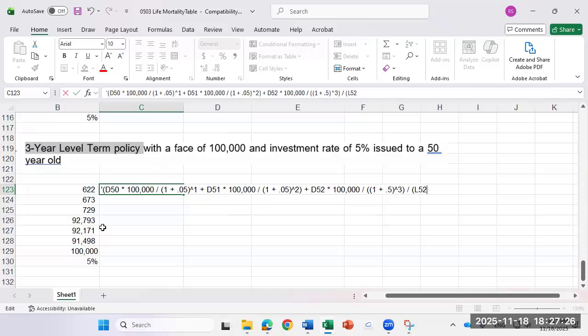L50. Now premiums are paid at the beginning of the year. Benefits are paid at the end of the year. So we don't really need to discount L50. You can take L50 divided by 1 plus the rate to the 0 power, well, that's 1. So we can leave that out. Plus L51, y'all keep me honest here. L50 plus L51, here we do discount, divided by 1 plus the rate raised to the first, plus L52 divided by 1 plus the rate raised to the second.